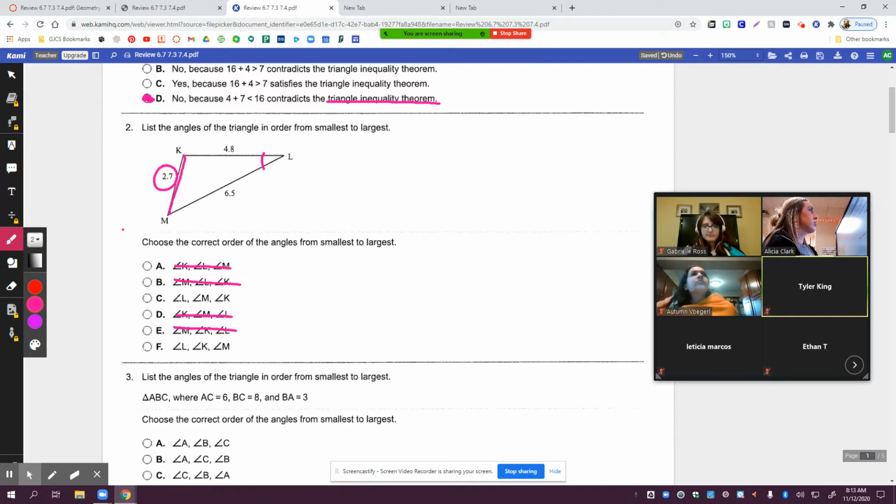Then you can also look at what comes next. Between 4.8 and 6.5, 4.5 would be next. Looking across from what side that is, KL would be angle M. So the only option that puts angle M as the second one is letter C. Angle K would have to be the biggest angle because it's across from the longest side.